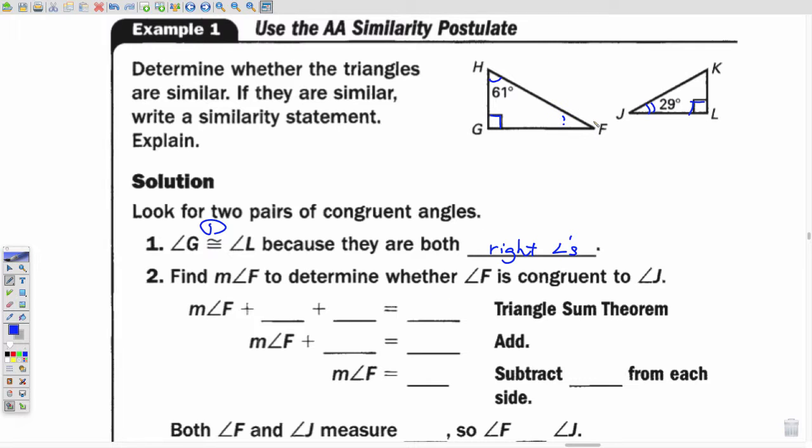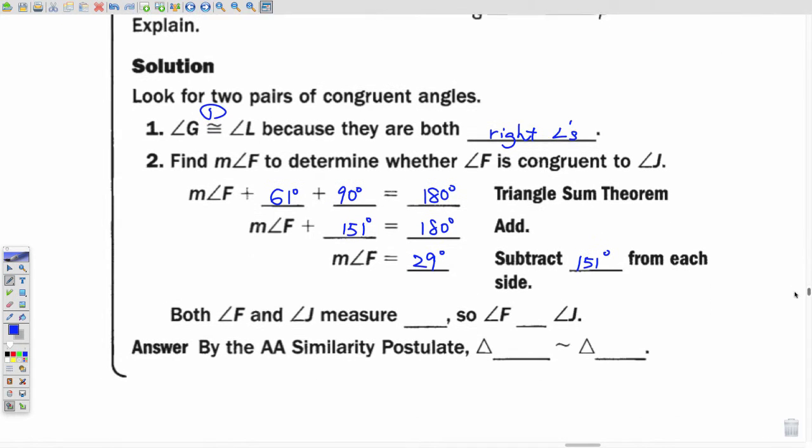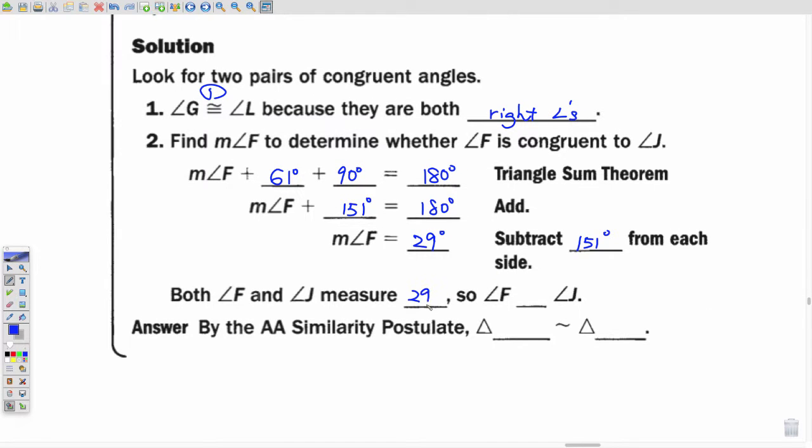However, you have to find out what's happening with the third angle so that you have all the information. In order to find F, we know angle F plus 61 degrees plus 90 degrees is 180, right? If I add 61 to 90, I have 151. On the right hand side, I still have 180. Now if I subtract 151 from 180, I will end up with 29 degrees. So over here, I just calculated that I've got 29 degrees. And look what happens. I've got a second set of congruent angles. So angle F and angle J both measure 29 degrees. Therefore, they're congruent. And by the AA similarity postulate, triangle FGH should be similar to triangle JLK.